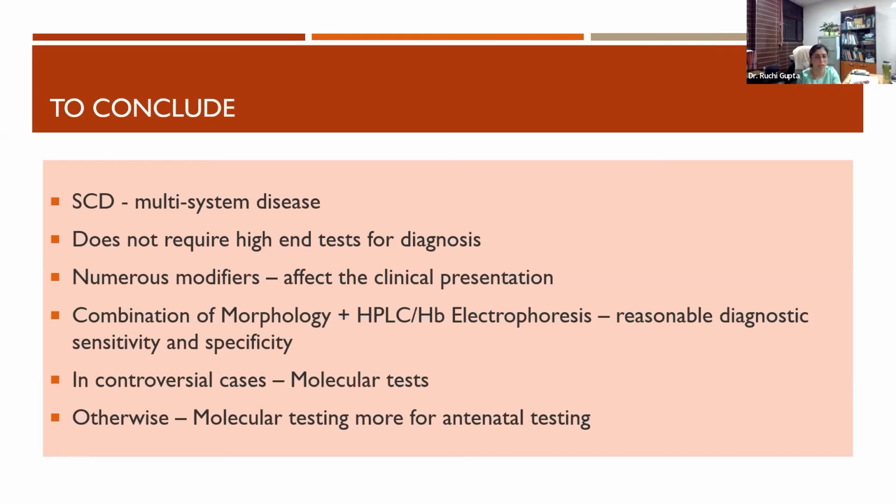A combination of morphology with HPLC or HB electrophoresis has reasonable diagnostic sensitivity and specificity. It's only in controversial cases, as I mentioned, that there are some other hemoglobins like hemoglobin S-Antilles, C-Harlem, etc., which can also show presence of sickling. And there you might have to resort to molecular tests to confirm that it is another abnormal hemoglobin. Otherwise, molecular tests are more restricted for use in antenatal testing and counseling of the patients.